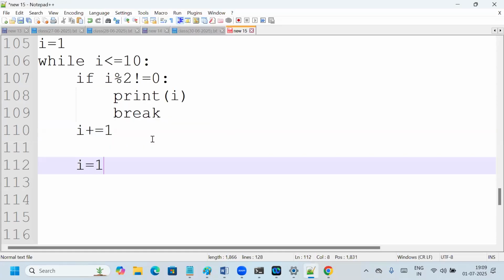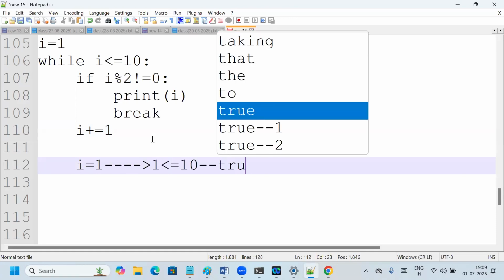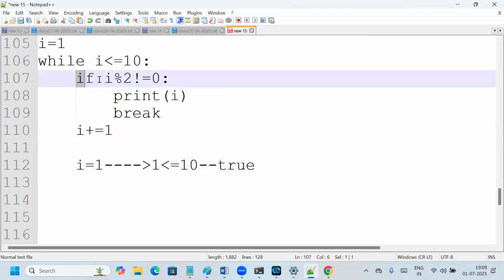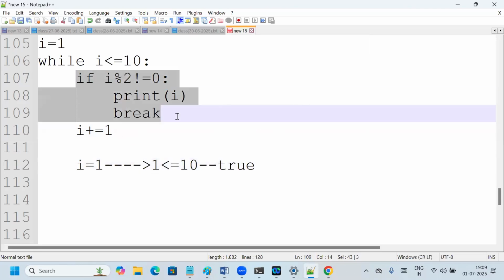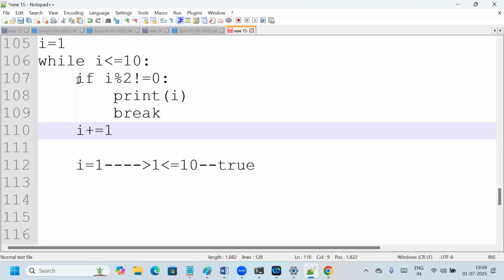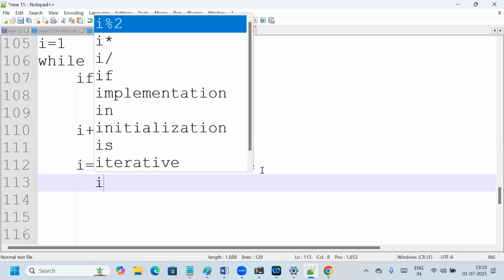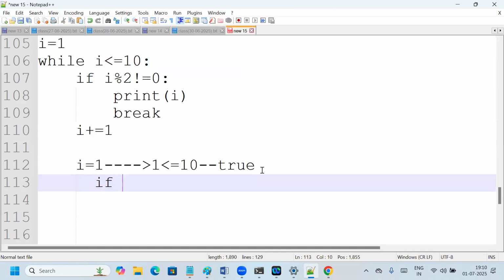Initially the value of i is 1, guys. See now, 1 is less than or equals to 10, the condition is true. True means it will enter inside the while loop, correct? So this entire block, these entire statements are present in which block, guys? The while block, right? So if this condition is true, inside the while block there is an if statement. Now the value of i is 1, is 1 mod 2 not equal to 0, guys?